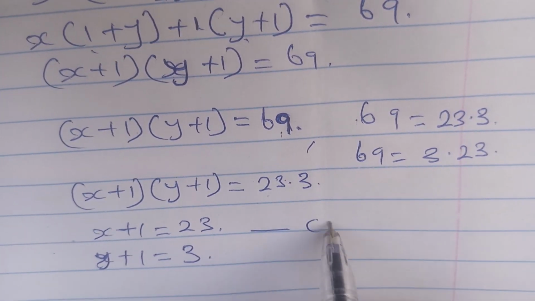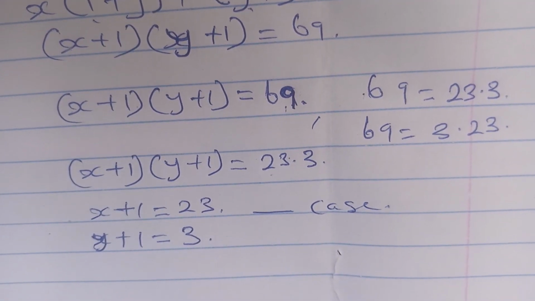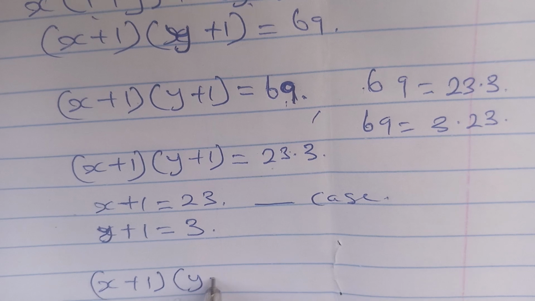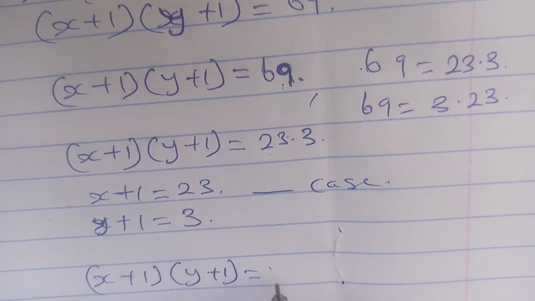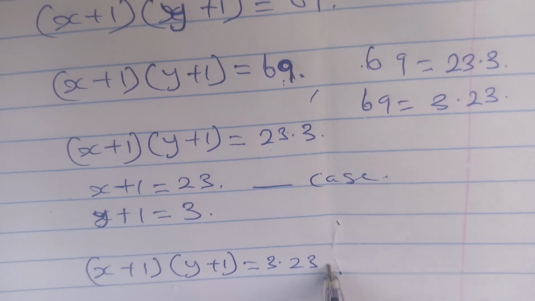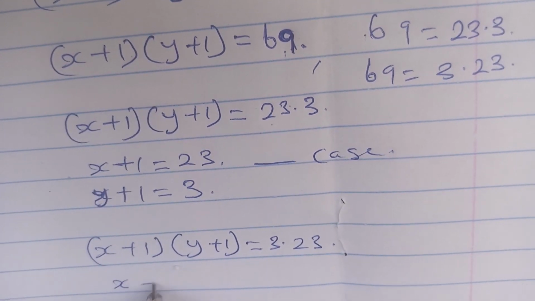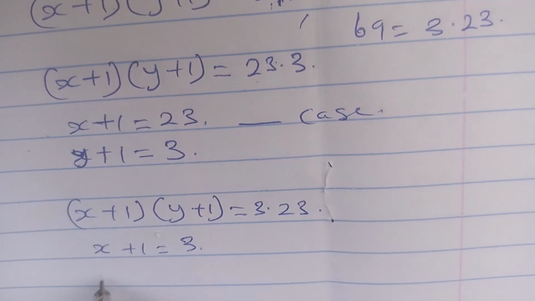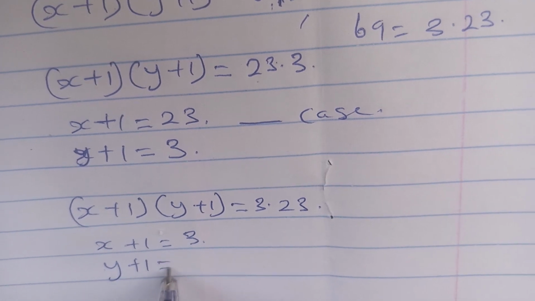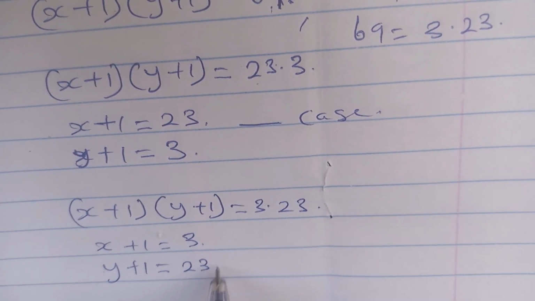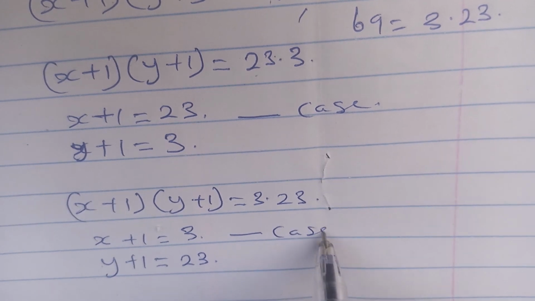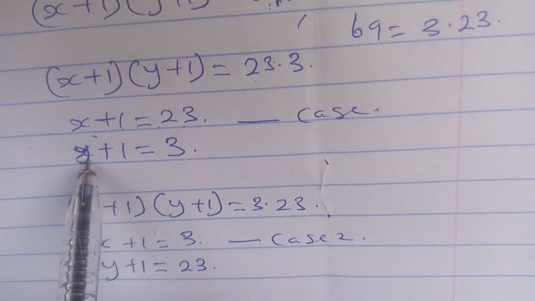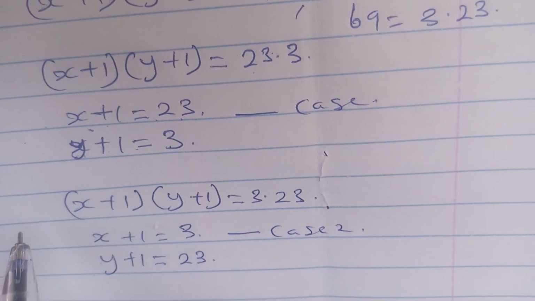We can call this one case 1. Looking at the second case, we have x plus 1 times y plus 1 is equal to 3 times 23. So we can say x plus 1 is equal to 3, and y plus 1 is equal to 23. We can call this case 2. In case 1, we said x plus 1 is equal to 23 and y plus 1 is equal to 3.